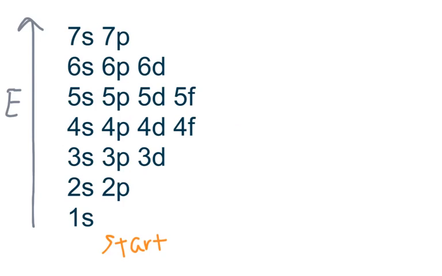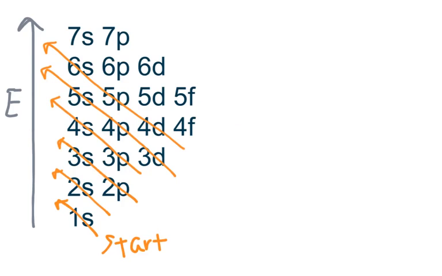So we're first going to fill the 1s. Then the 2s, then we loop back around, hit the 2p, the 3s, come back around, 3p, 4s, come back around, 3d, 4p, 5s, and so on and so forth.